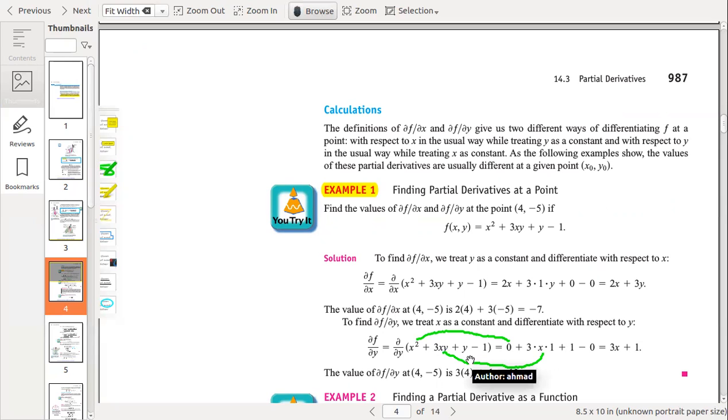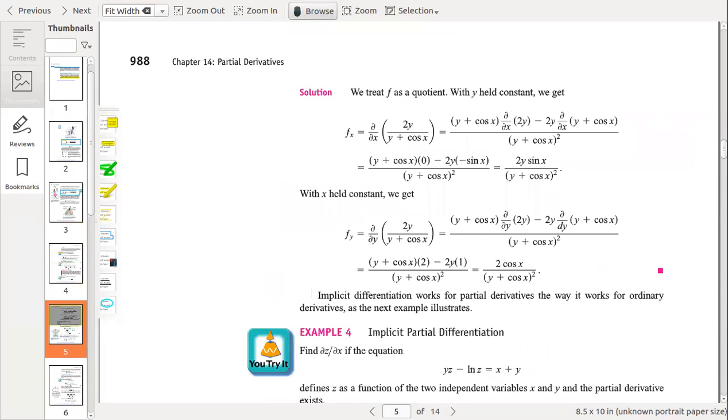And then the derivative of y is 1, so we will get 1. Next, minus 1 is 0, so minus 0. And we will get the result as 3x plus 1. And now substitute the point.